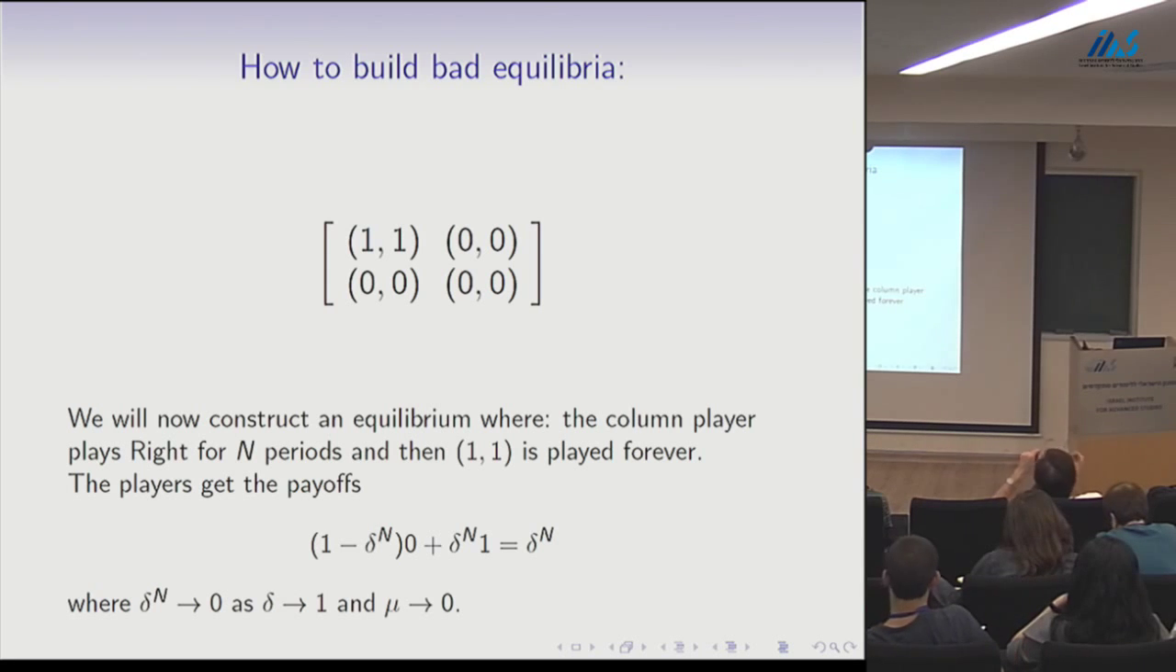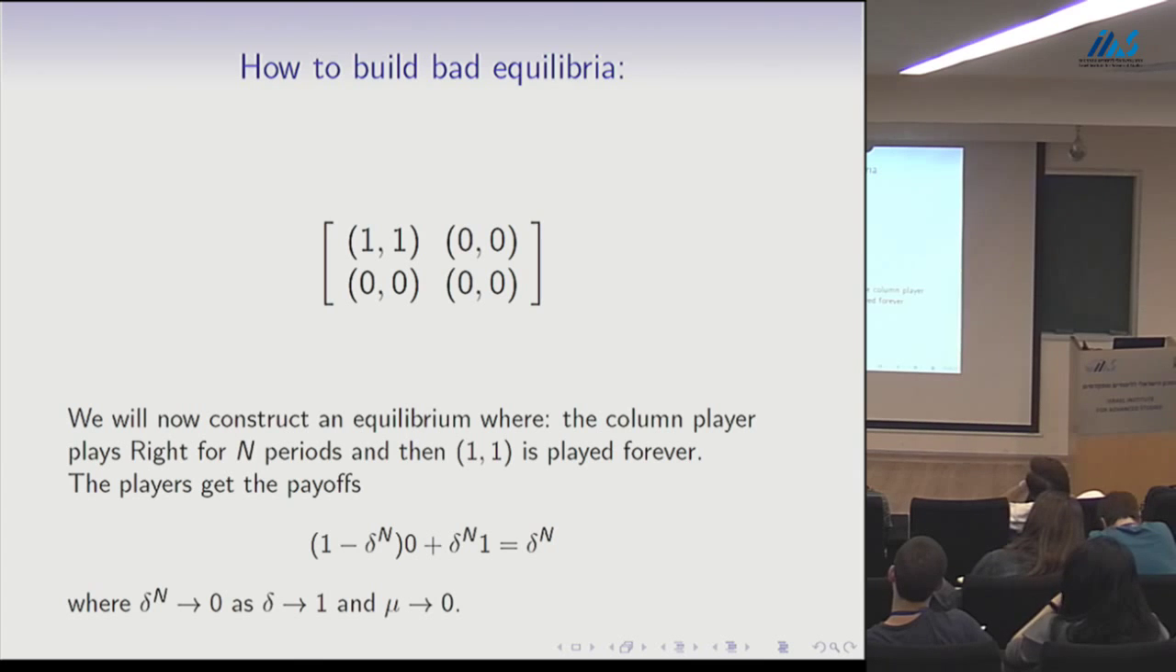You're going to get lots and lots of periods of zeros, and then after that phase of zeros has occurred, then we get ones forever. And the way the period of zeros is going to arise is the following. We're going to have the column player play right, and we're going to have the row player randomizing somehow. And along the equilibrium path, they're going to do right, randomize, right, randomize, right, randomize for n periods, and then we're going to get ones forever.